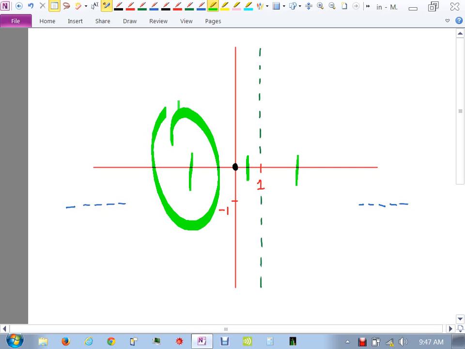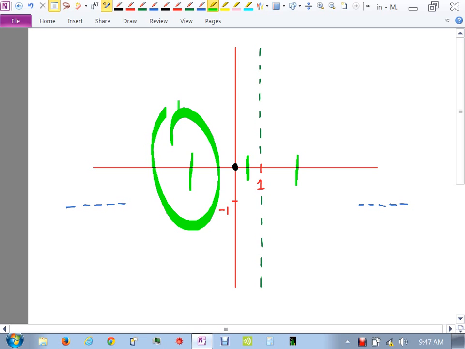How about something between that x-intercept and that vertical asymptote? 0.5 or 1/2 or 1/4 or anything you want. 0.1 would work. It's just got to be between those 2. And then on the right side of 1, 2, 10, a million, doesn't matter. Just has to be to the right side.